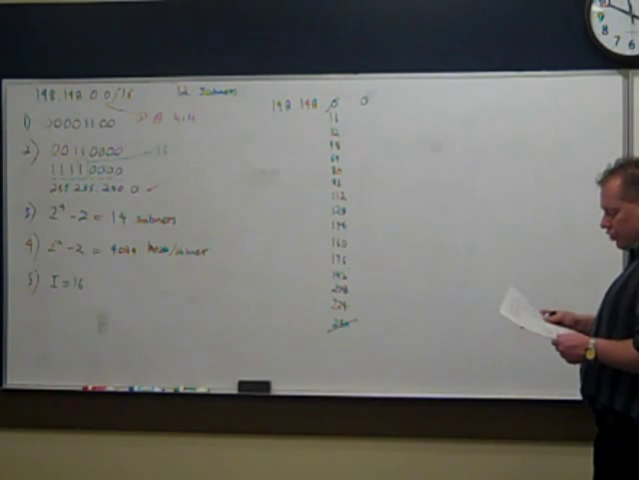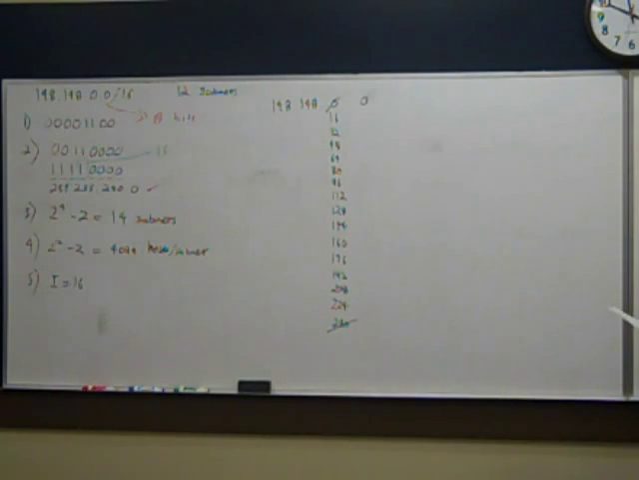Let's now show the valid range of addresses for the 96 network. Hang on while I move the camera.